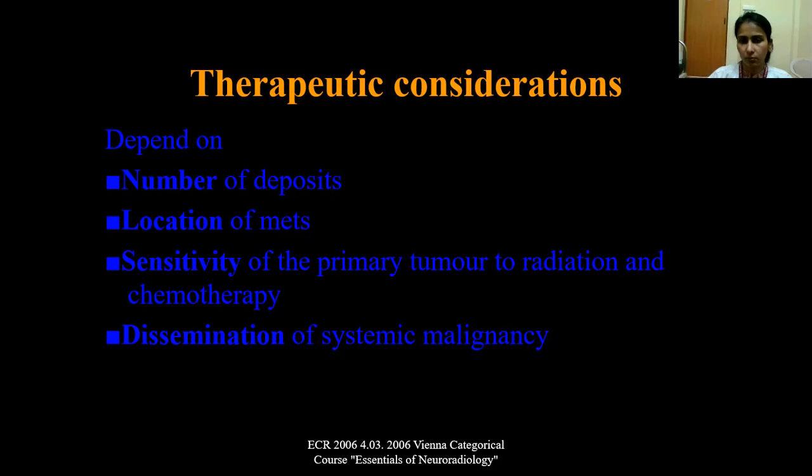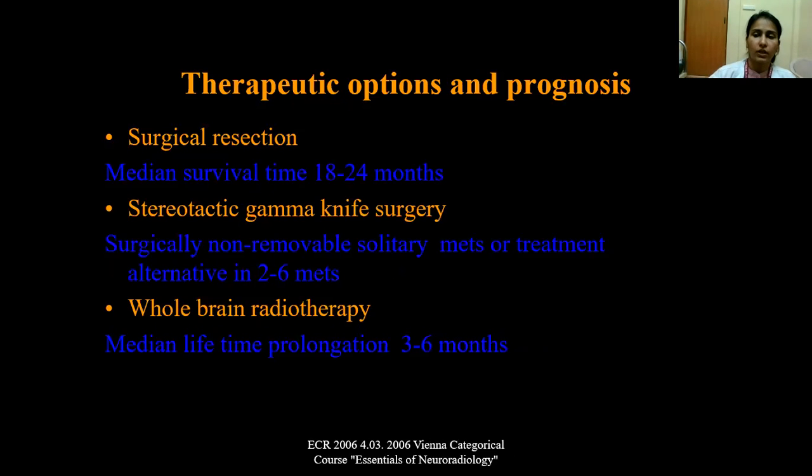Then next is dissemination of systemic malignancy. Again, if you see cerebral metastasis, that means there is a possibility of metastasis to other organs also. First we have to look at the primary, then we have to look for different metastasis areas. For example, the liver we have to look for. So we have to find out the dissemination of the systemic malignancy.